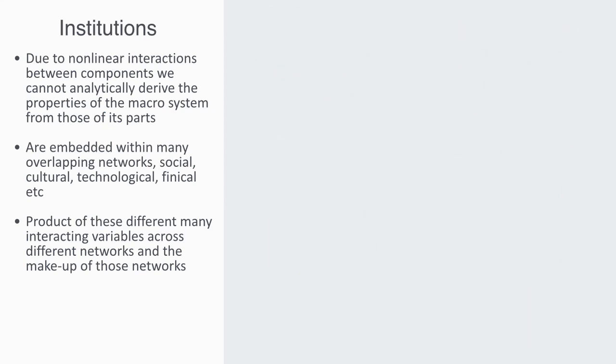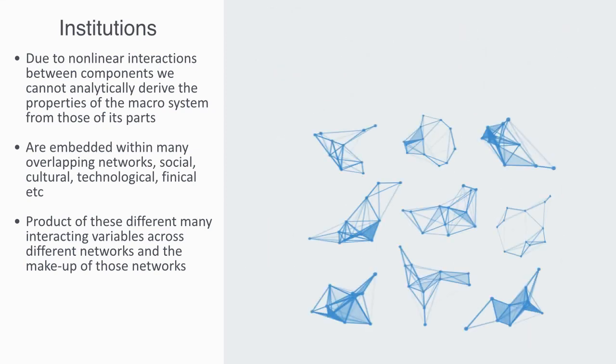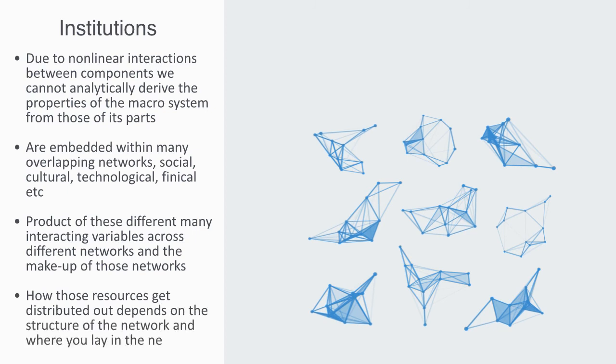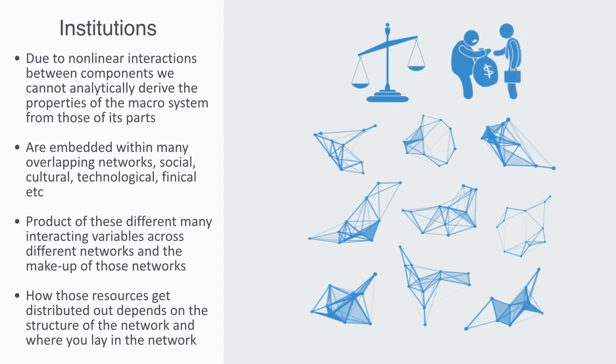From the complexity perspective, people are interconnected, they're embedded within networks of production and consumption. Resources flow through these networks, and how these resources get distributed out depends on the structure of the network and where you lie in that network. There doesn't have to be any equilibrium here. The distribution of resources across the network can be hugely heterogeneous and may remain in a non-equilibrium state indefinitely.